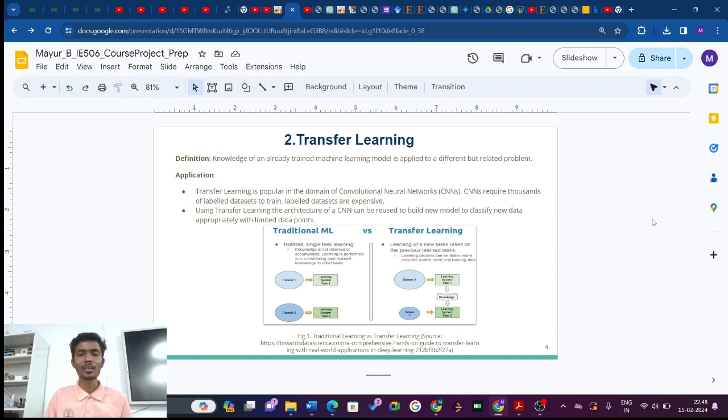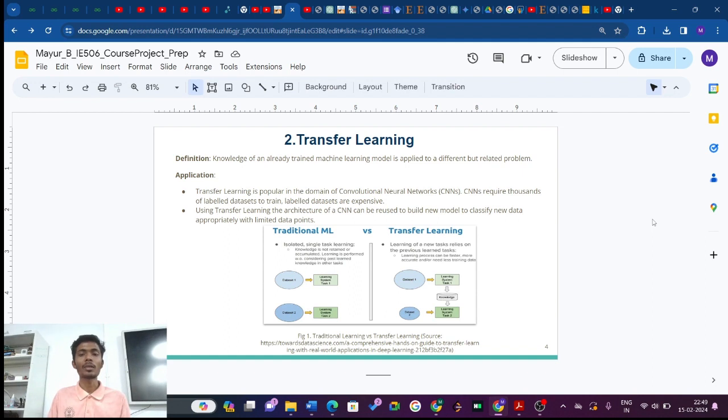Transfer learning is very different from traditional machine learning, because in traditional machine learning we use different training data sets to train different machine learning models. But in transfer learning, we use one very big data set to train one machine learning model, and then we use the architecture of that machine learning model to train another machine learning model. So this process of applying the knowledge of a pre-trained model to develop another model is called transfer learning.